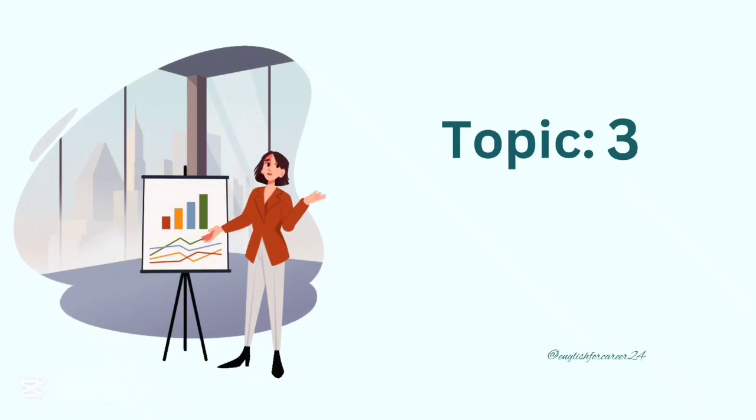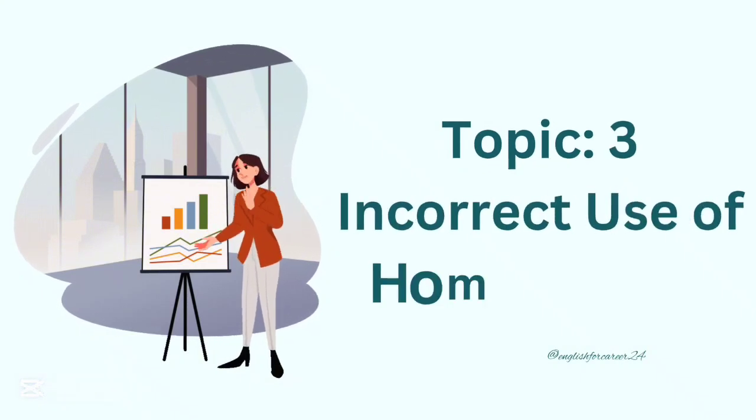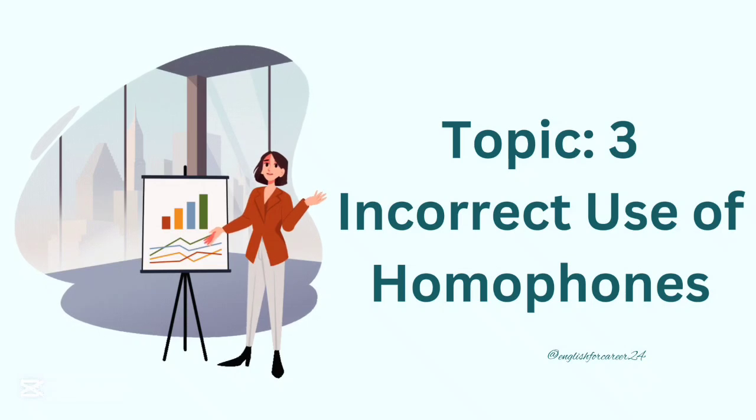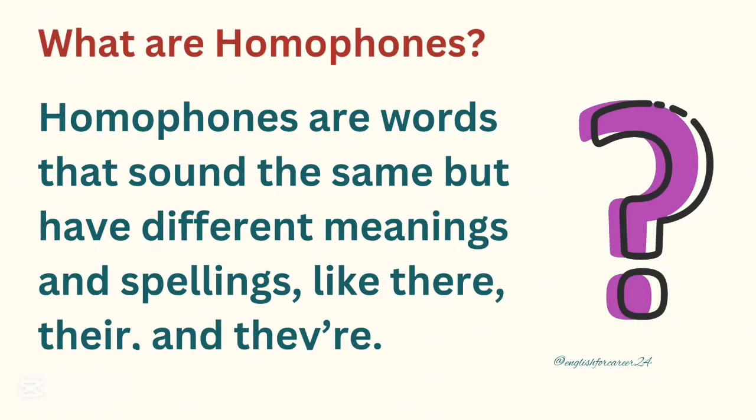Topic 3. Incorrect use of homophones. What are homophones? Homophones are words that sound the same but have different meanings and spellings, like there, their, and they're.